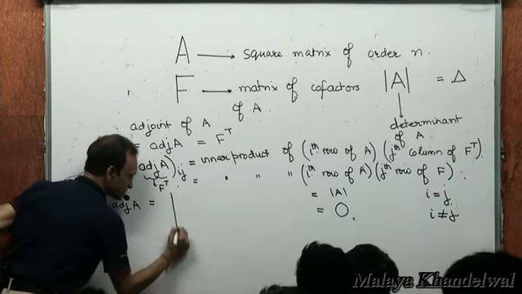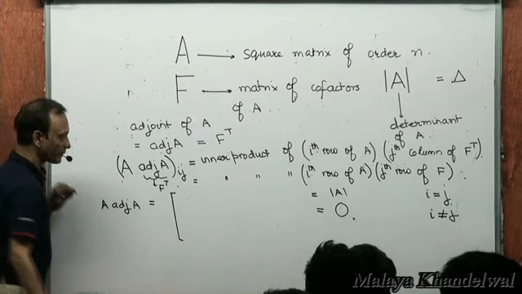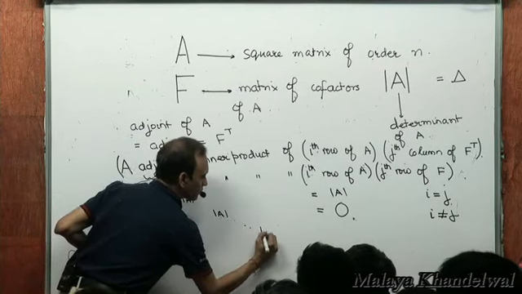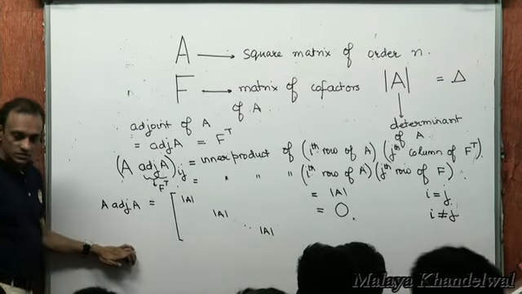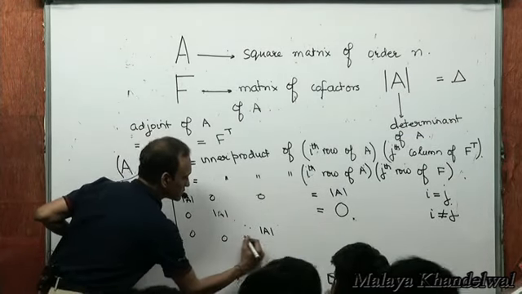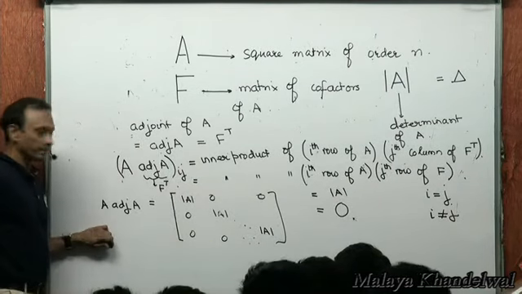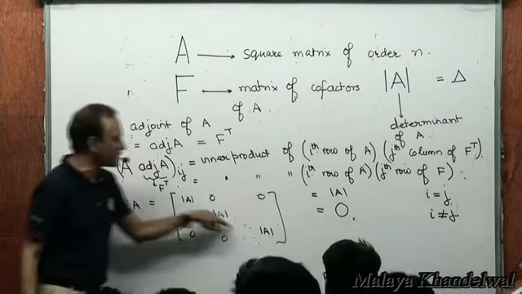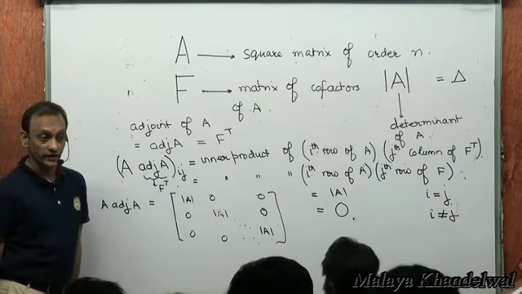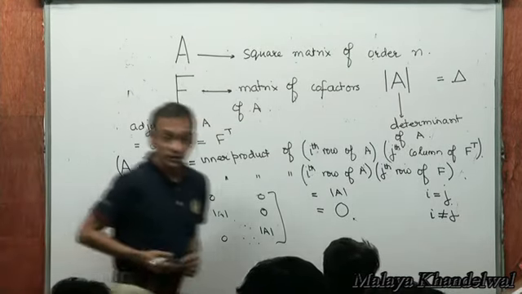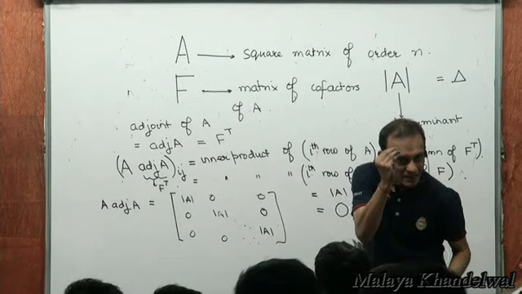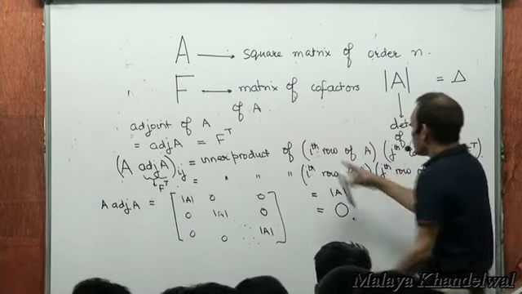All diagonal elements are determinant of A, and everything else is 0. Right? That's A adjoint A. All diagonal elements are determinant of A and the rest of the elements are all zeros. That's A adjoint A. Yes or no? Now, determinant A is a scalar K. A scalar. Right? Now, can I remove this portion?